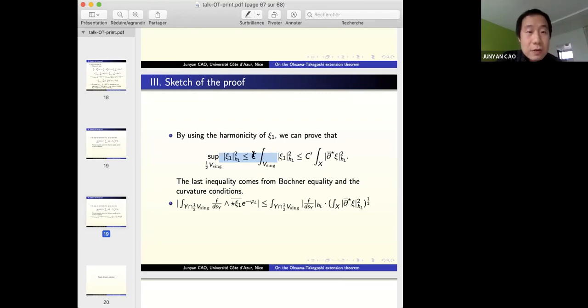So in fact, if we can prove this inequality for some constant C which depends only on V but is independent of the conic metric, then I think we can prove our conjecture. But in general, I think that it's quite difficult, since the harmonicity of C1 depends on the metric, so it's quite difficult. Yes.